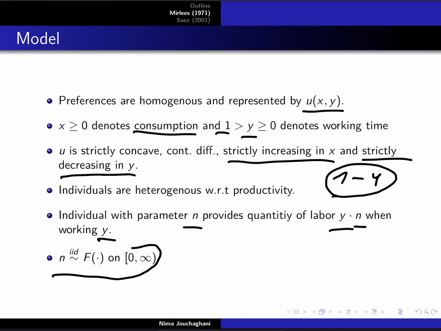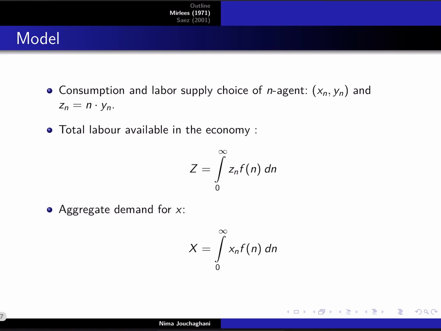And as I said before, the government knows that this ability parameter or skill parameter is distributed in the population according to some CDF on the interval which is given here. So then for further notation, the consumption and labor supply choice of an N agent. When I'm referring to an N agent, I'm referring to an agent which has ability N. Given his ability, we will denote his consumption and labor supply choice in equilibrium, so an optimum, as this tuple here. I will put the n into the subscript, and his total labor supplied in equilibrium is simply his ability times the working time in equilibrium.